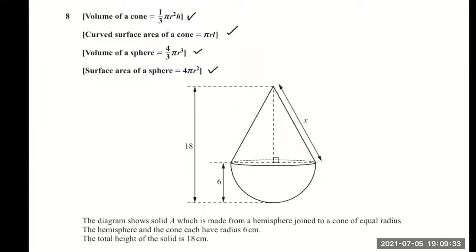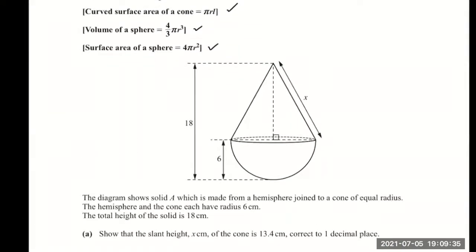Okay, coming back to this question. It says the diagram shows a solid A which is made from a hemisphere joined to a cone of an equal radius. So they've joined it at this point. The hemisphere and the cone each have a radius of 6. So this side is 6. Okay, the total height of the solid is 18.